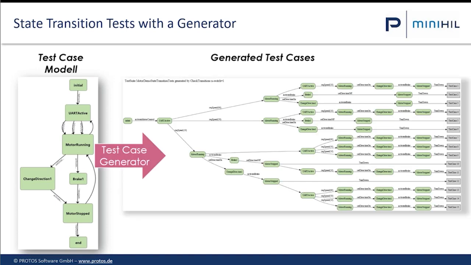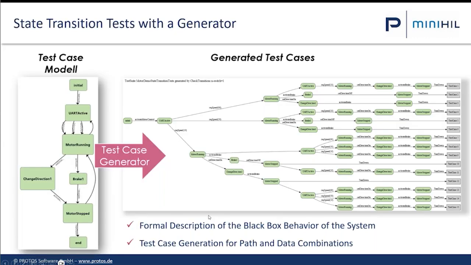And that's what the code generator does. It generates the documentation, as you can see here, but it also generates the executable test cases. In this case, for end switch 1, for a little combinatorial test, we have 15 different test cases to cover all the combinations here. So the state transition test describes the black box behavior of a system, and the test generation generates the test cases to cover all the path and data combinations to cover your system as well as possible.